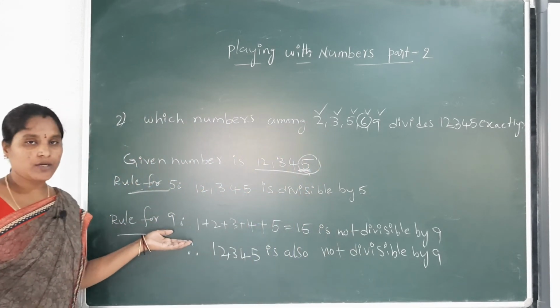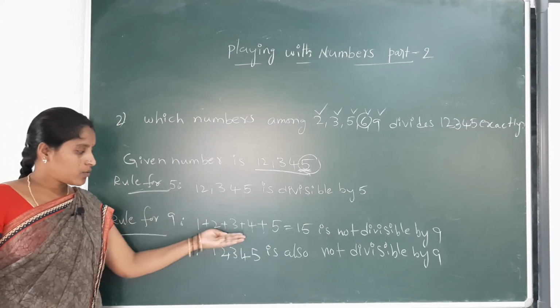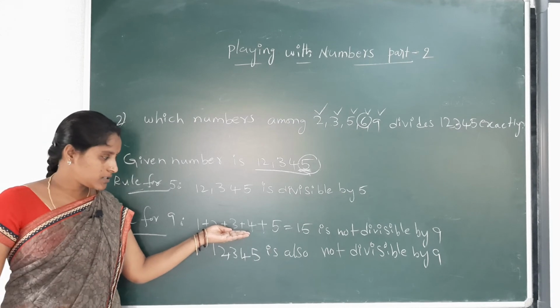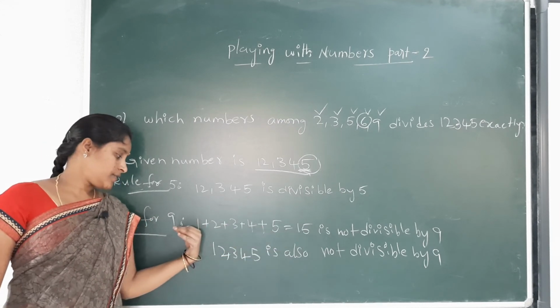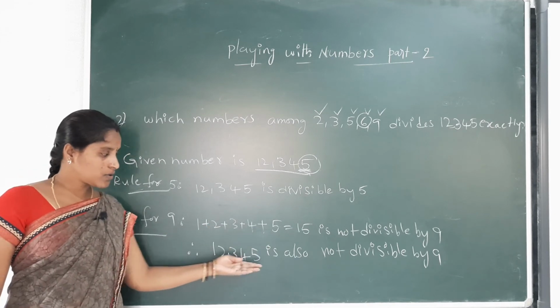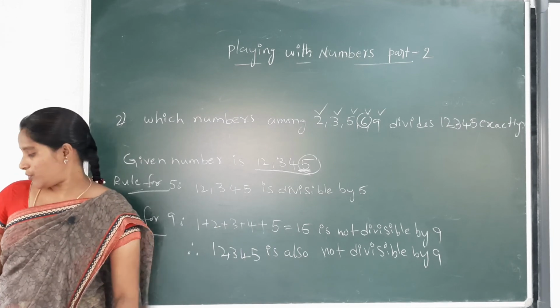What is the rule for 9? The rule for 9 is also the same as the rule for 3. What is the rule for 3? We add all the given digits, and we get 15. Here 15 is not divisible by 9, so the given number is also not divisible by 9. We have to check by this process.